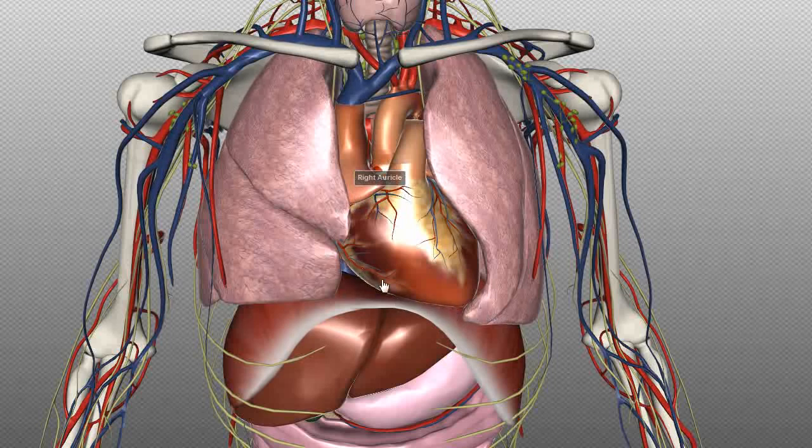So the heart, as you can see, is angled to the left, so the apex of the heart is angled down and to the left, and you can see it sitting on top of the diaphragm, which is this flat muscle here.